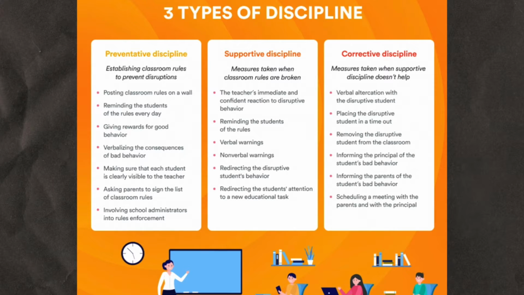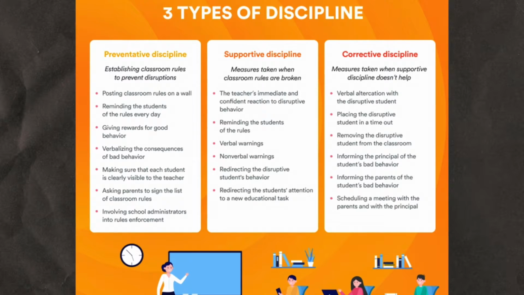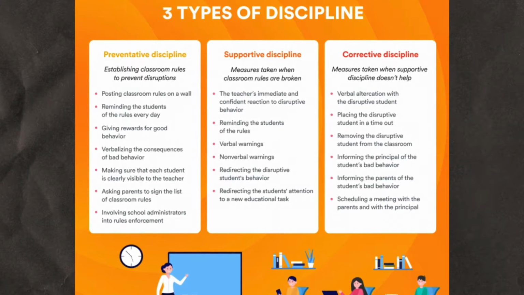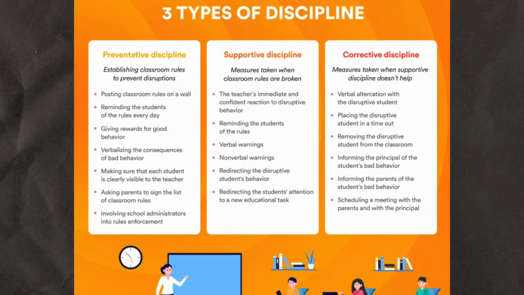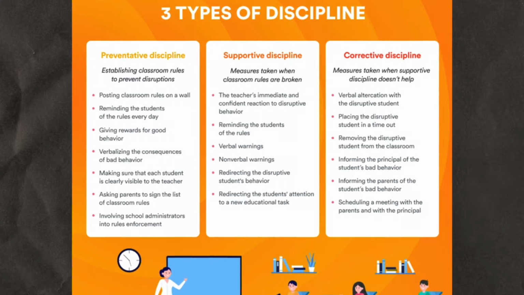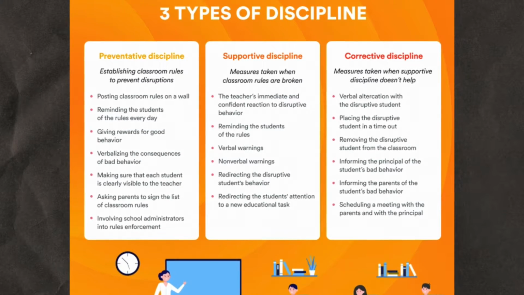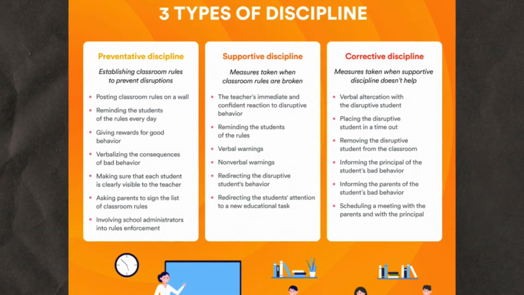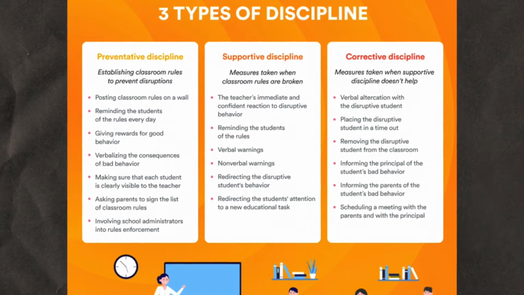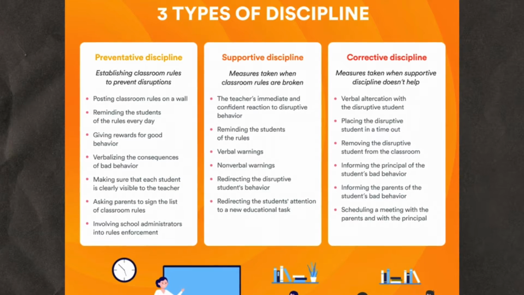There are 3 main types of discipline according to Eureekly Live Learning. We have preventative discipline, supportive discipline, and corrective discipline. The first one, preventative discipline, focuses on establishing classroom rules to prevent disruptions from ever happening. An example of this in a choral classroom could be asking your students to place their bags and belongings in a designated area before sitting in their assigned seats.